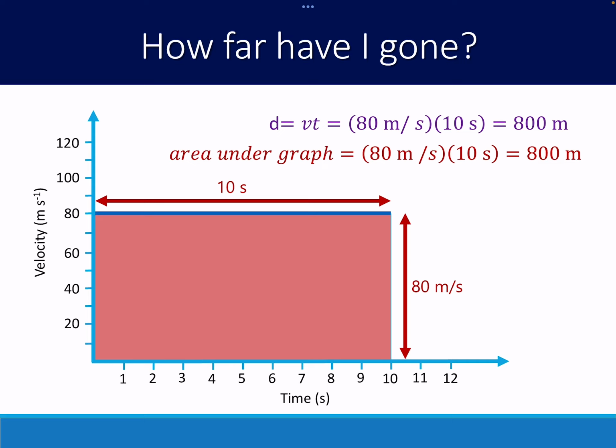Because this object's moving with constant velocity, we could still use our constant velocity formula, which was just v equals distance over time. If we're solving for distance, that's simply d equals v times t, which again is the same as area equals length times height. So if we want to know how far an object went on a velocity time graph, the area under the curve actually tells us that.